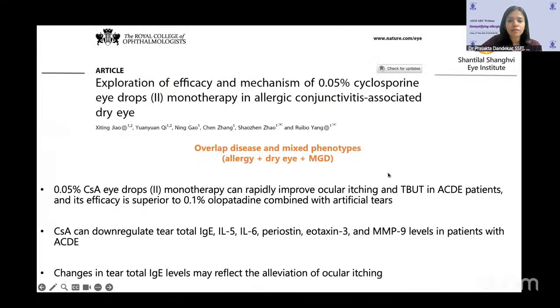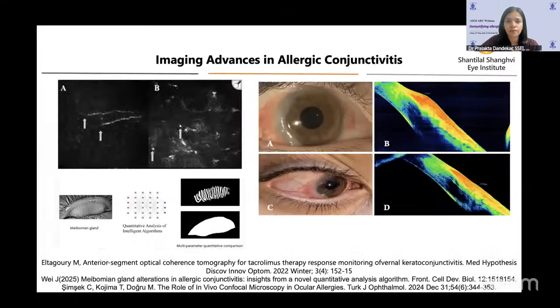So there are these reports in which allergic conjunctivitis is associated with dry eye, that is, in patients in which TBUT was also affected. These patients received cyclosporine 0.05% in the form of a nano emulsion, and it was compared with olopatadine eye drops along with lubricants. They found that both of them were responsible for a good TBUT, but cyclosporine was found to be superior over olopatadine eye drops, and this study was done in 2024.